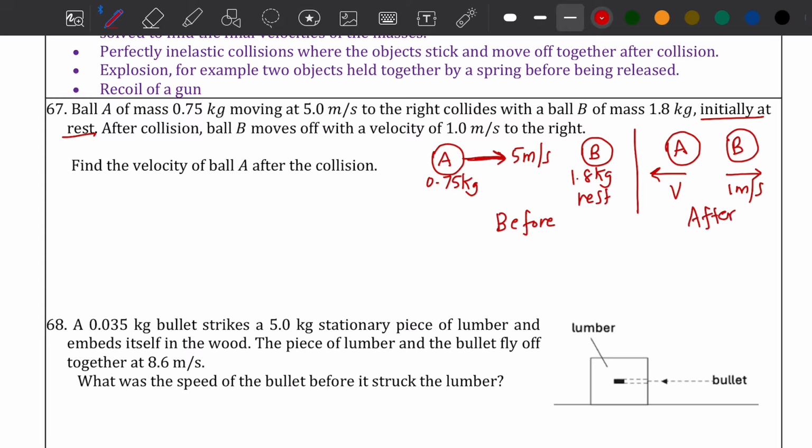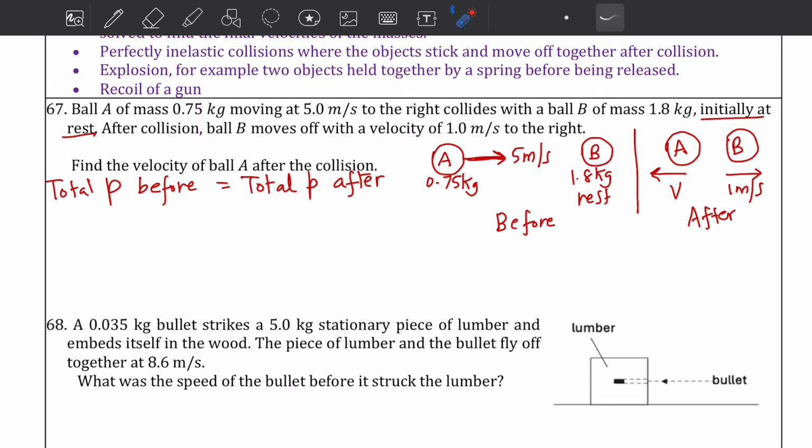So we'll write total momentum, P total, before collision is equal to total momentum after collision. You can write the whole sentence, I'm just writing in short. I'm writing total P before collision is equal to total P after collision.